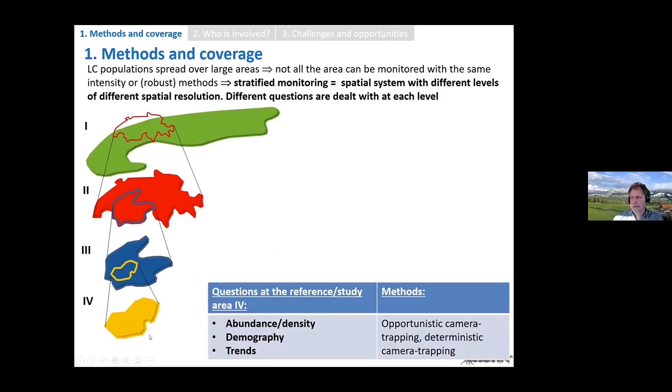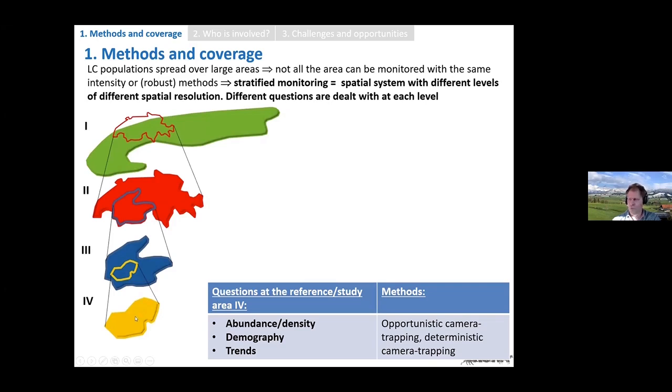So for example, at the lowest level, it will be the level of a study area, or we call this area a reference area. We will have some information we will collect. So the question will be, what is the abundance? What is the density?